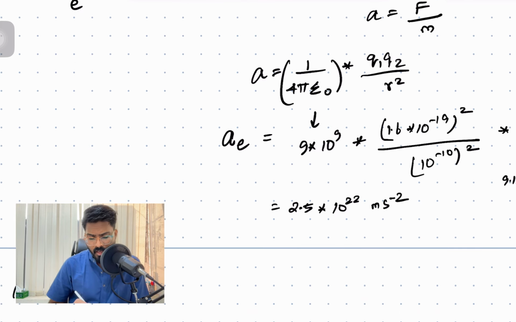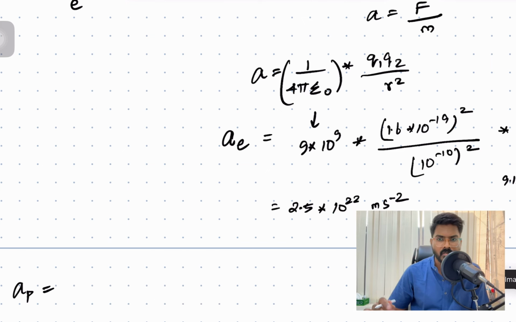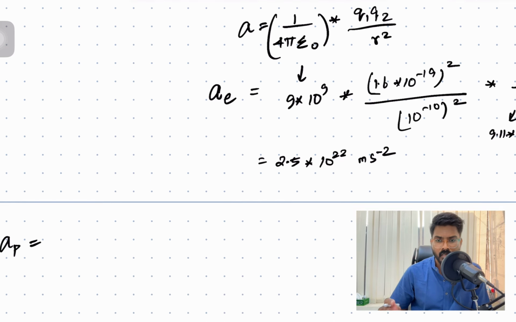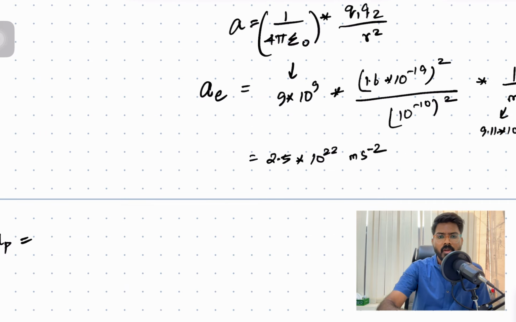The same way, for the acceleration due to the proton, you have to substitute the mass of the proton in this. If you do that, you get the value for acceleration, which is 1.4 into 10 to the power 19 meter per second square.